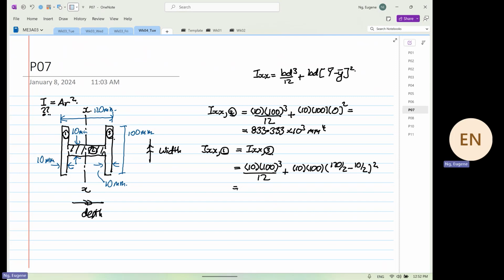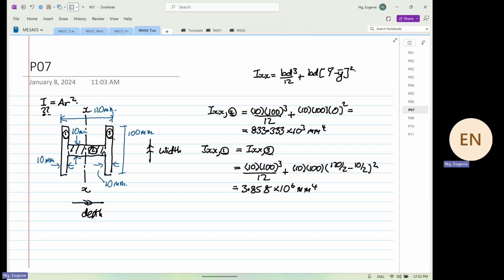So it's equal to 3.85 somehow, hold on. 60 minus 5 squared times 100 times 10 plus 10 times 100 to the power 3 divided by 12 is equal to 3.85 times 10 to the power 6. Wait, did I do anything wrong? 120 divided by 2 minus 10 divided by 2. Maybe I pressed my calculator wrongly. Times 10 times 100 plus 10 times 100 to the power 3 divided by 12 is 3.858.